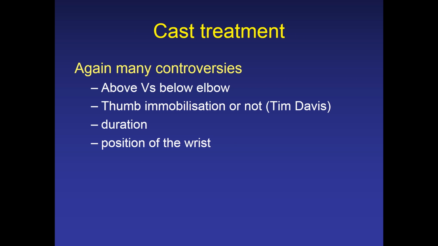So, what treatment have we got? Conservative treatment with a cast is obviously the mainstay, but here there are also some controversies. Is it above or below elbow? Do we include the thumb? And how long should we go for? I think it's clear now that a below elbow cast is acceptable. Pronation, supination doesn't seem to distract the fracture very much. Tim Davis has popularized leaving the thumb free in the cast.